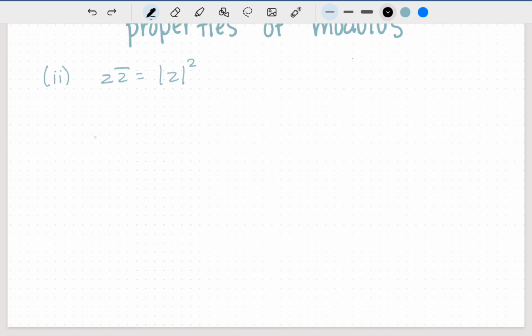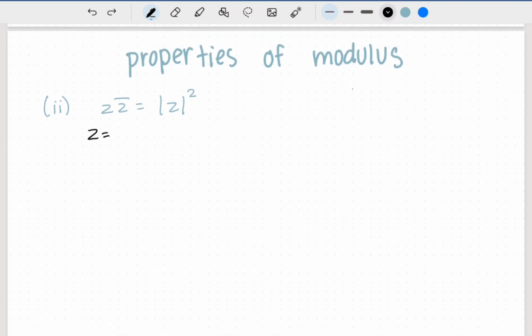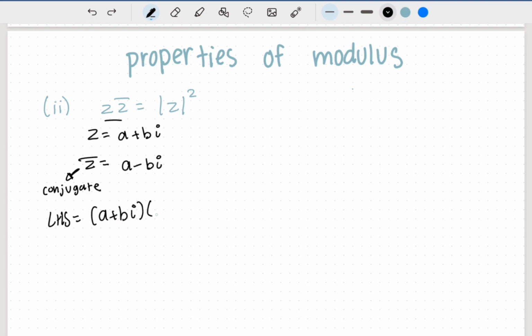So let's assume, once again, that z is equal to a plus bi. Therefore, the conjugate of z is equal to a minus bi. So we have the complex number z and the conjugate of z, which is a minus bi. The left hand side is asking us to multiply those together, so let's do that. We have a plus bi times a minus bi.